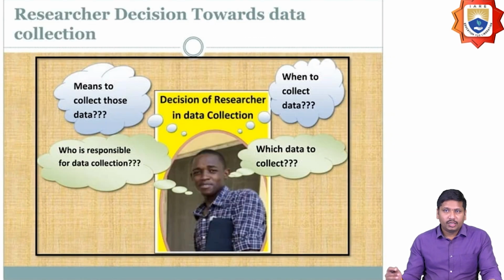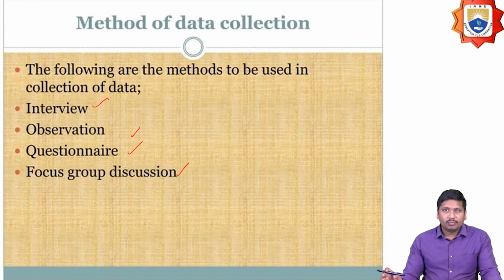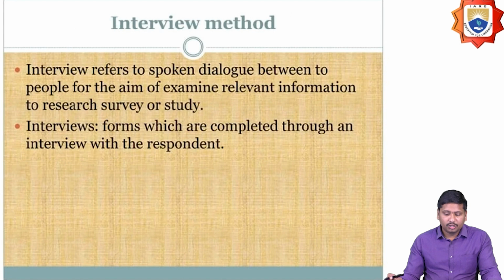Many researchers have some common questions like: when to collect, where to collect, what kind of data is going to be collected, and what we are going to collect. Some of the methods available for data collection are interview, observation, questionnaire, and focus group discussion method, right? So interview is one method, and observation, questionnaire, and FGD, the focus group discussion.